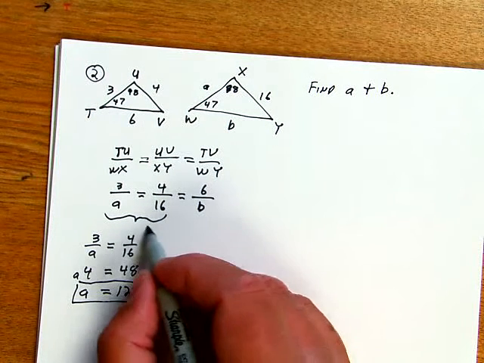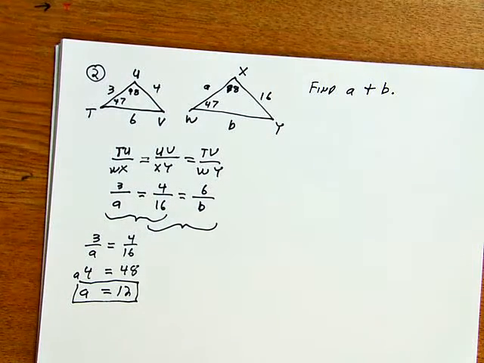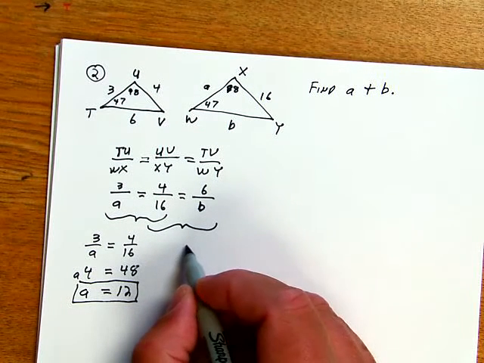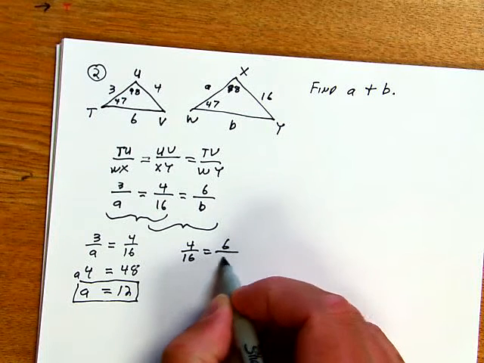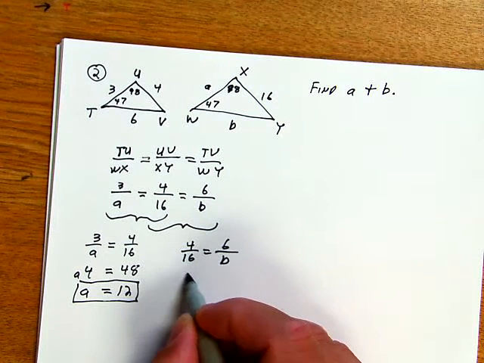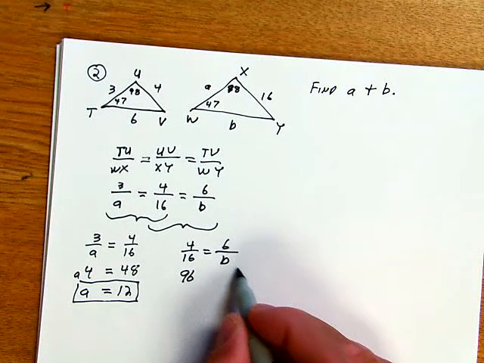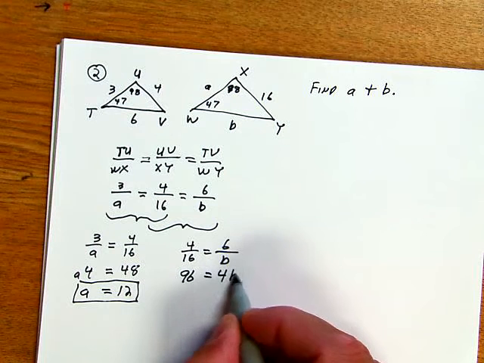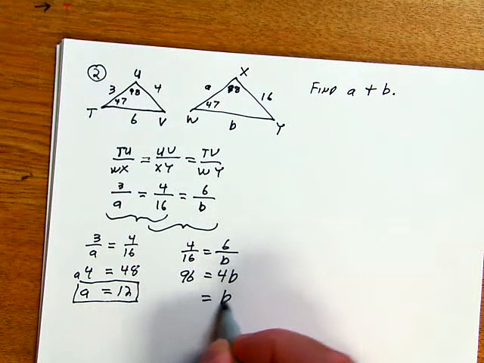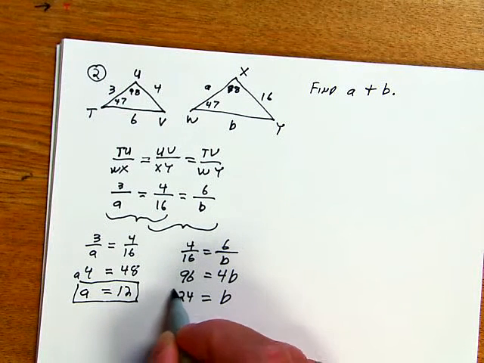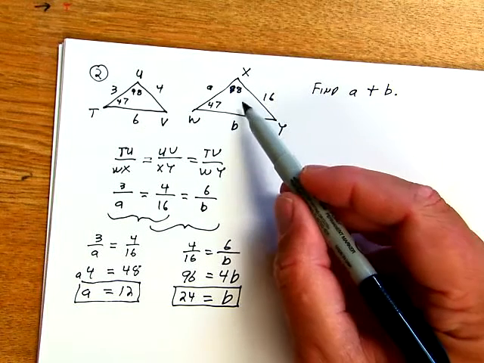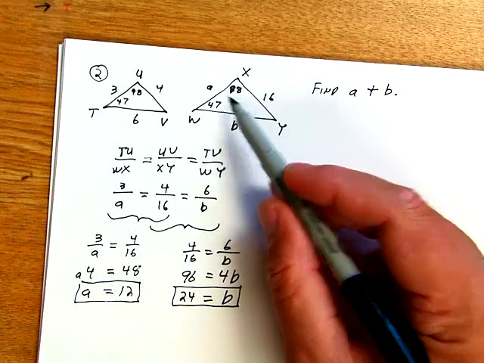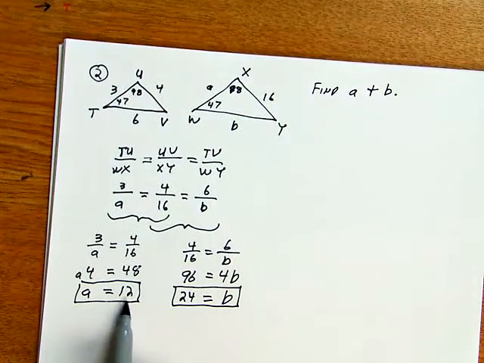Now we can do the same thing using that proportion. We'll do that right here. 4 over 16 is equal to 6 over B. Cross multiply, we get 96 going this way, and coming back this way we get 4B. Divide by 4, and B is equal to 24. And so the two missing parts of this triangle, A and B, are 12 and 24.